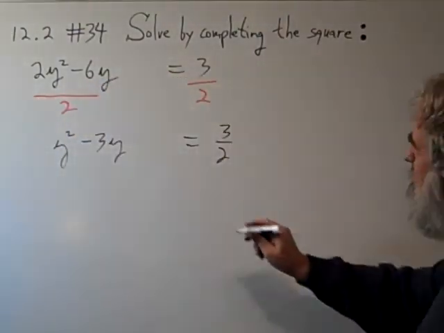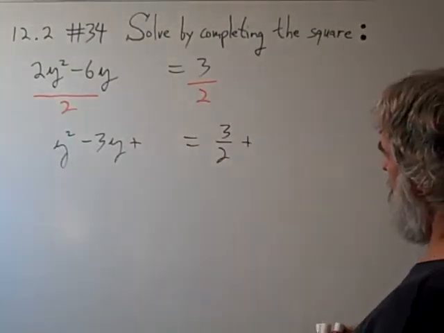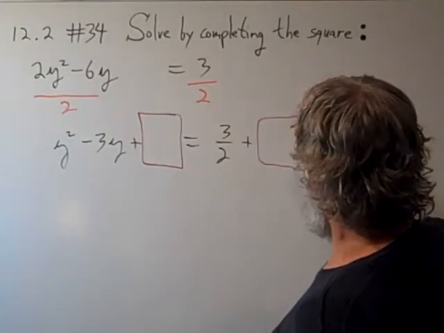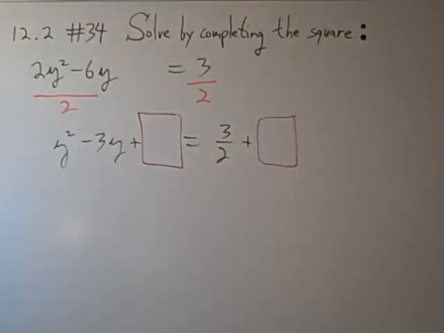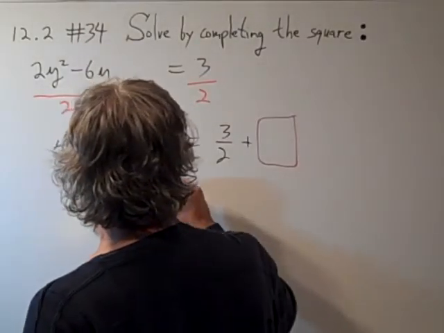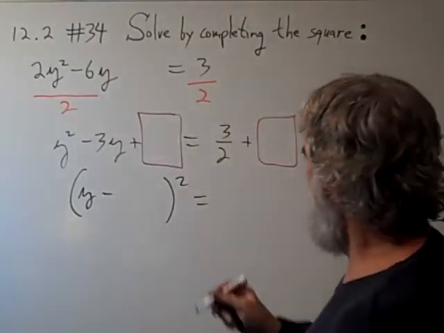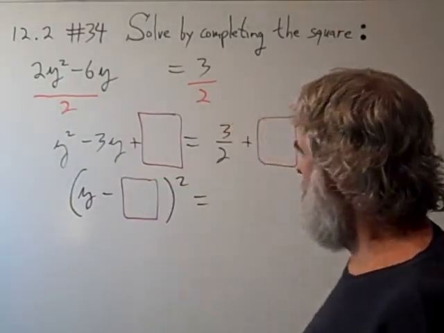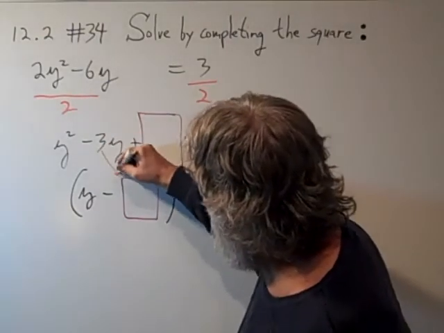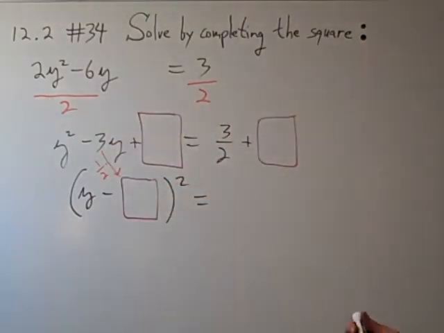And we're going to add a box to each side. What goes in the box will be determined by completing the square. And we go to the next line to write the other side of the completing the square equation. And we get something squared there, so there's y minus something goes here. And what goes there is half of 3. 1/2 times 3 is 3 halves.